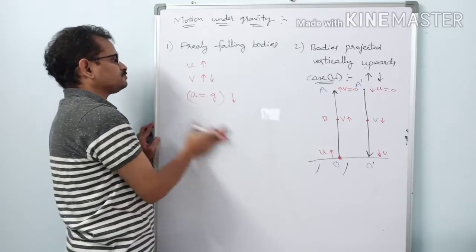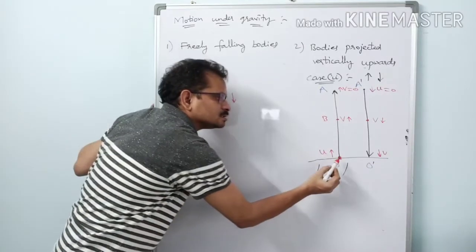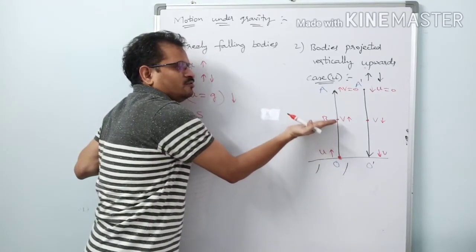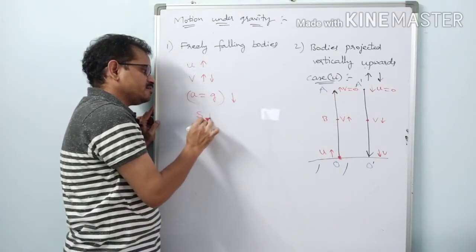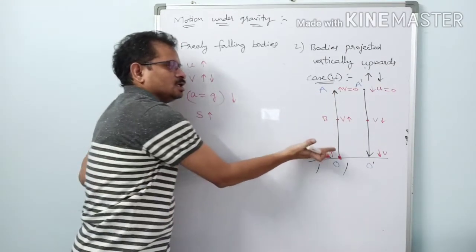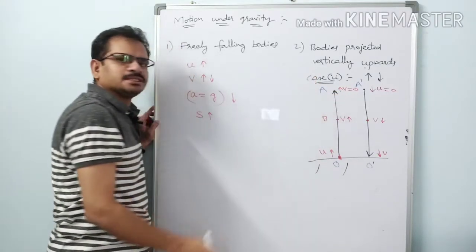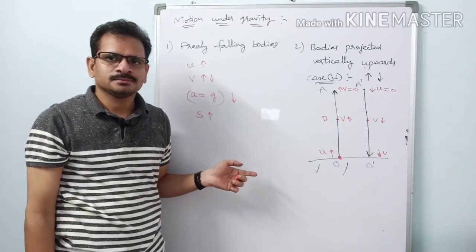So here, what about displacement? This is the starting point, no? When the body is moving in upward direction, what is the displacement? Displacement vector is in upward direction. Now after reaching point A, when the body is moving in downward direction, what about displacement? Is it upwards or downwards?